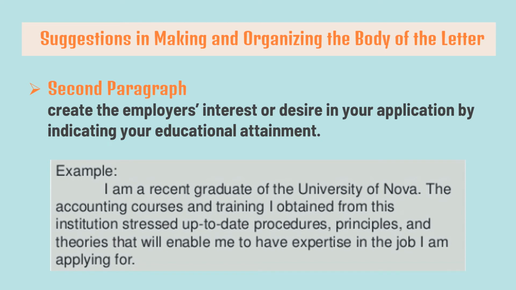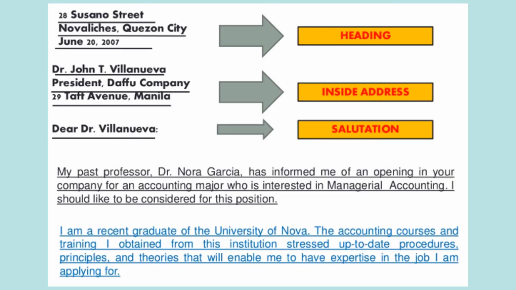And in the second paragraph, it creates the employer's interest or desire in your application by indicating your educational attainment. Example, I am a recent graduate of the University of Nova. The accounting courses and training I obtained from this institution stressed up-to-date procedures, principles, and theories that will enable me to have expertise in the job I'm applying for.